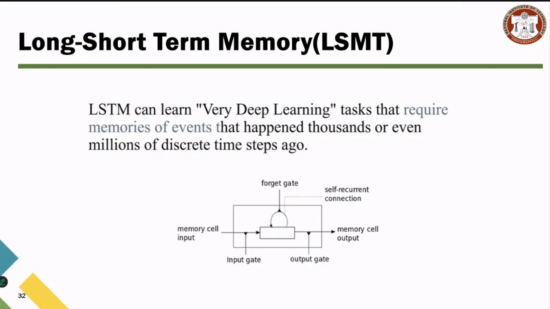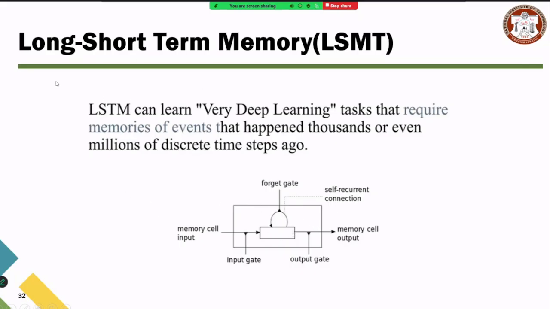The circuit with memory. So you see here, LSTM can learn very deep learning. The task requires memories of events that happened thousands or even millions of discrete time steps ago, which is memory cells that hold the past information about that particular aspect.